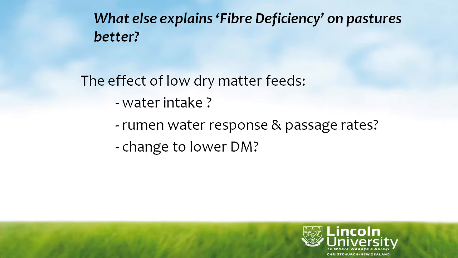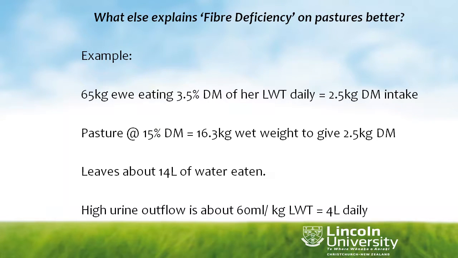We'll just use a 65 kilo ewe. Let's put 3.5% of her live weight in dry matter a day, so not the highest end we could have, but quite up there. This is just a good example to use. So that's 2.5 kilos of dry matter intake. Let's say that pasture is at 15%. What that really means is she's got to eat more than 16 kilograms of wet weight to get that. Another way to put it is she's eaten about 14 litres of water.